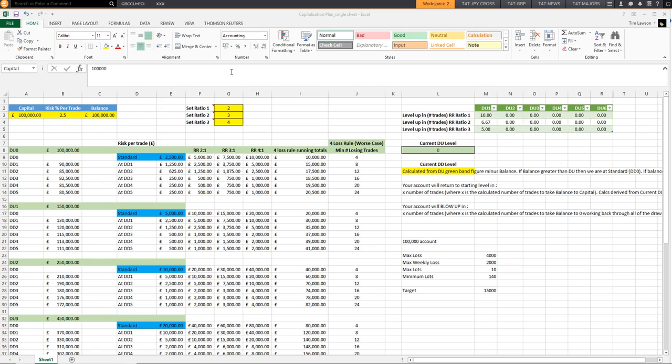I've just reviewed the capitalisation plan videos in the Forex Pro Trader course, and I remembered that I'd put this spreadsheet together some time ago when I first did the free 7-day course. So I thought I'd revisit this because it does seem to me that capitalisation is still at the forefront of everything, which is quite right and quite correct.